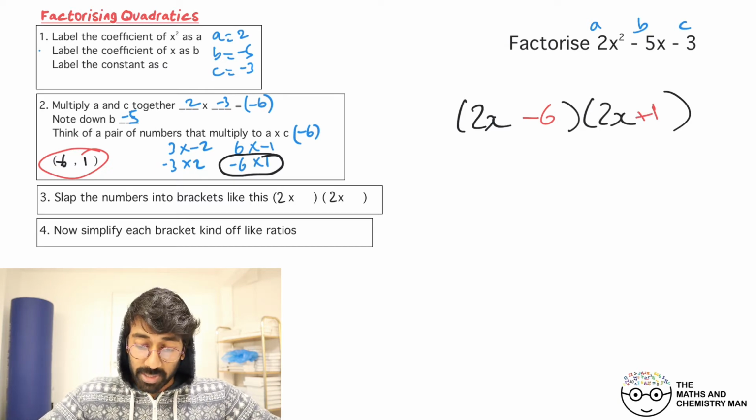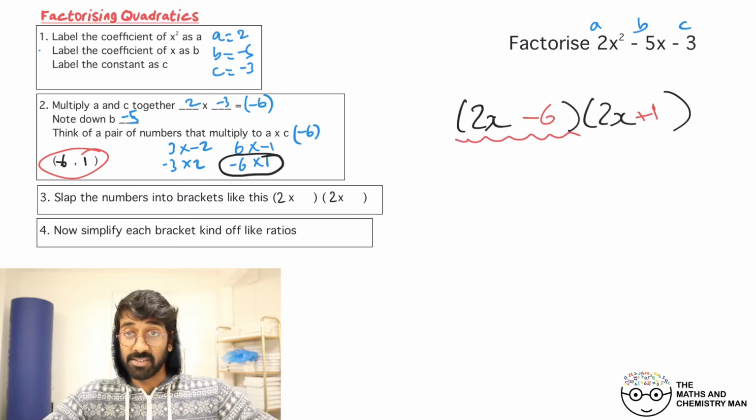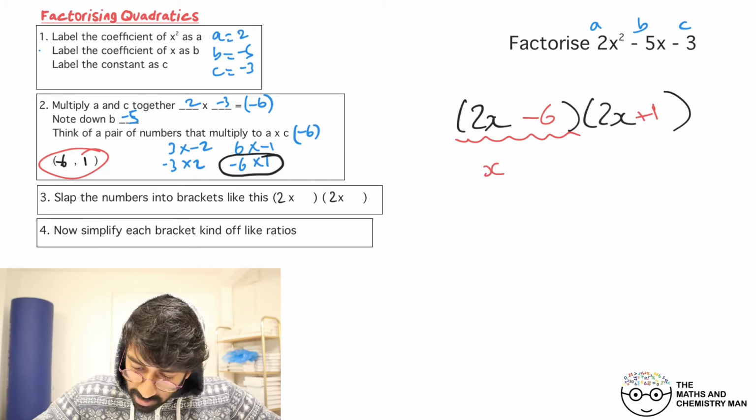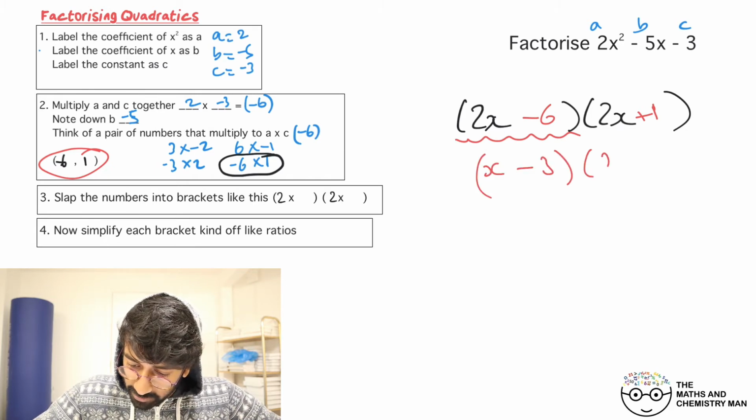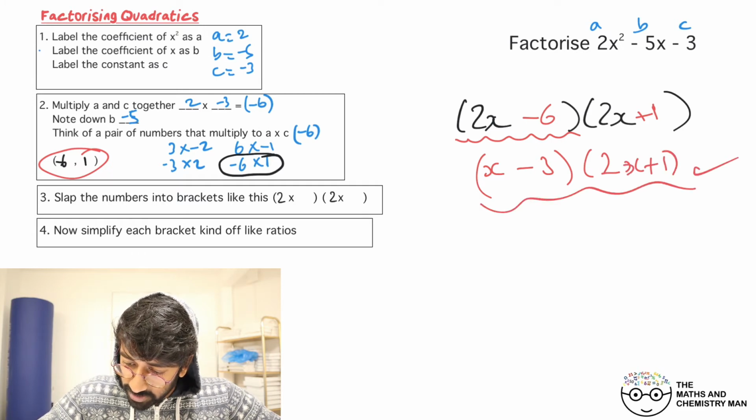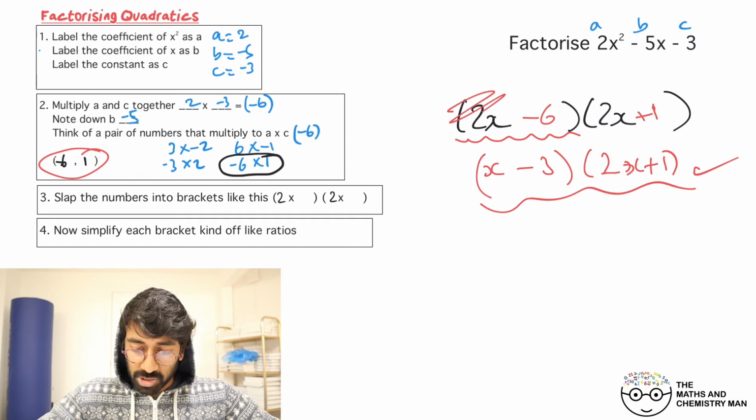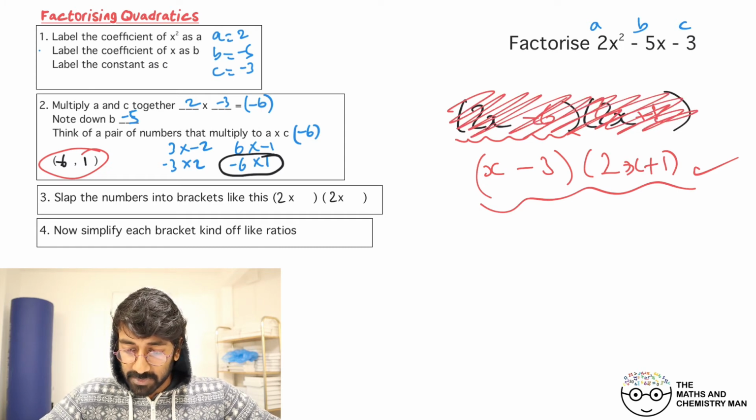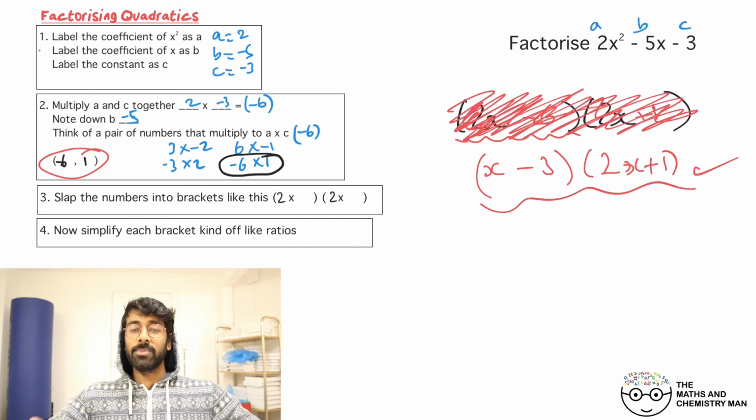Look to simplify now. Which one can you simplify? I think this one over here. Divide it by 2. So then we'll have this, take away 3, and then 2x plus 1. And there it is, factorized. Last step, just get rid of that one again, as if that didn't happen, okay? So there we go, done.